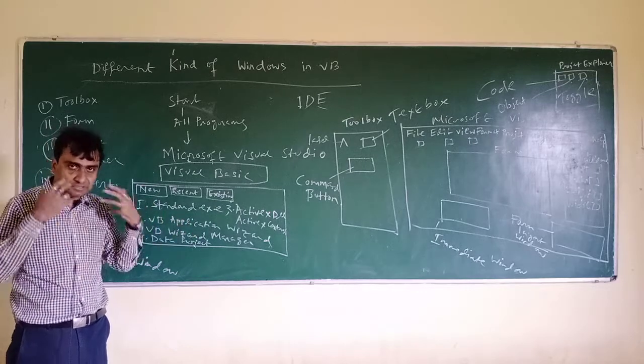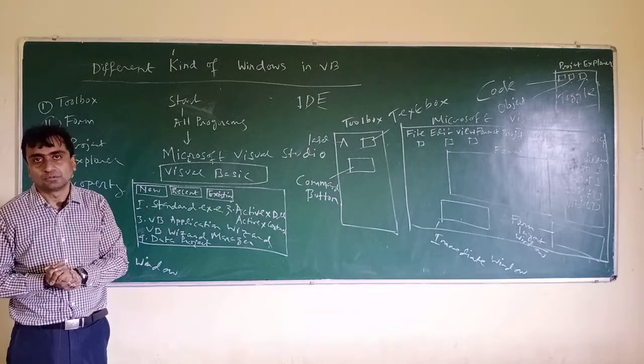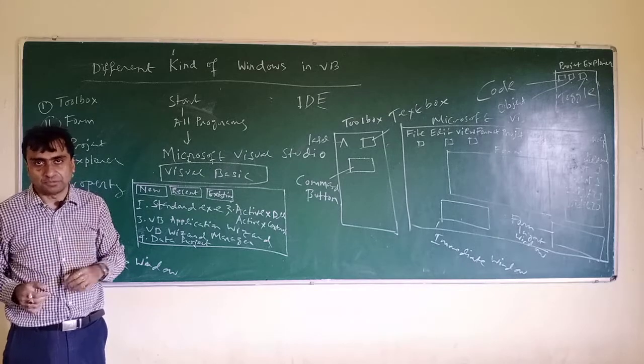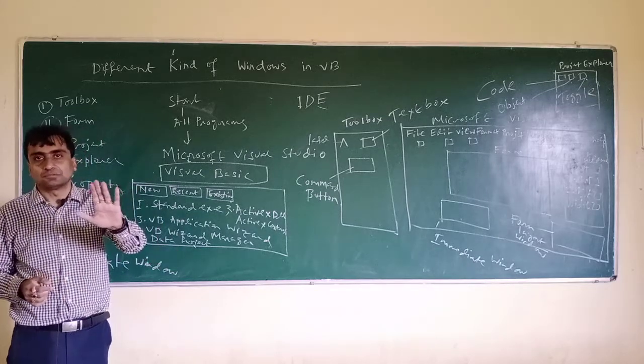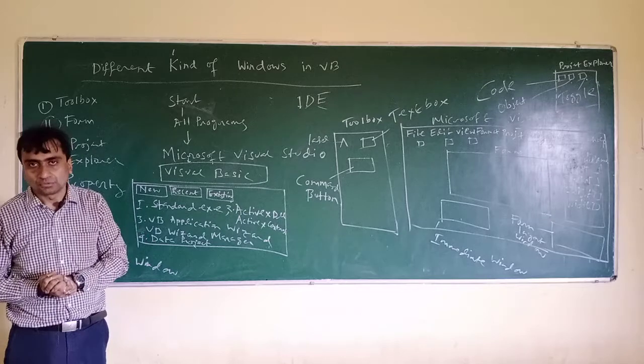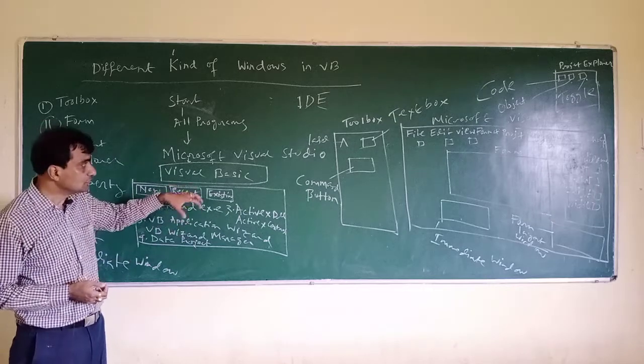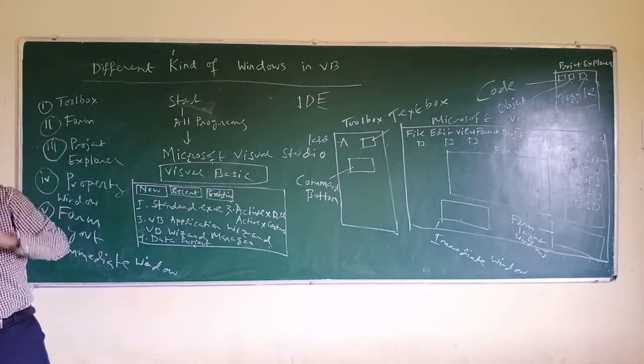The interface, what is visible for us? Everything is a window. See, we are using a desktop, that is one window. You are using your smartphones, that also has what? Windows. So like that, here also in Visual Basic, different windows are there.